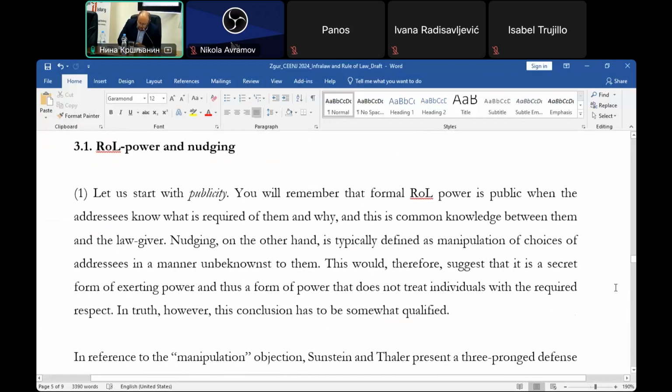You will remember that formal rule of law is public; power is public when the addressees know what is required of them and why, and this is common knowledge between them and the lawgiver. Nudging, on the other hand, is typically defined as manipulation of choices of addressees in a manner unbeknownst to them. This would therefore suggest that it is a secret form of exerting power, and thus a form of power that does not treat individuals with the required respect. In truth, however, this conclusion has to be somewhat qualified.